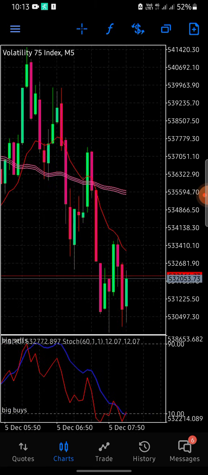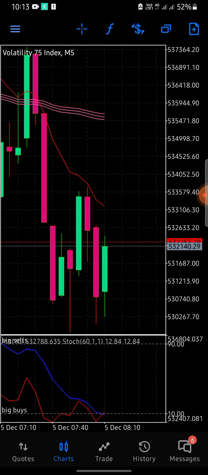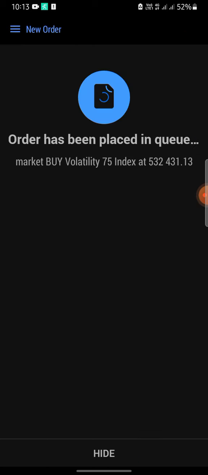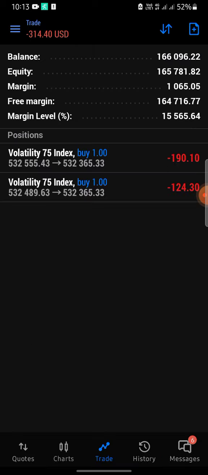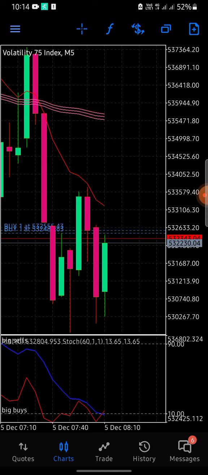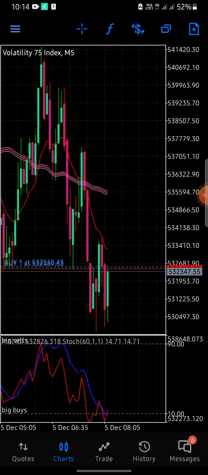For instance, at this point, this has just crossed now, you see. It's really safe for me to buy with no stress. I can place my buys with no stress, you see, because these have crossed.